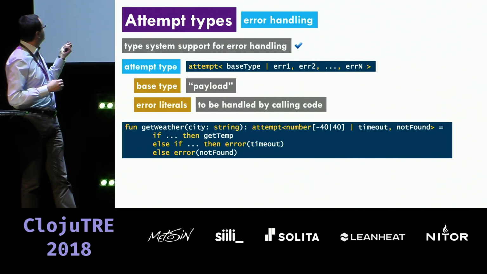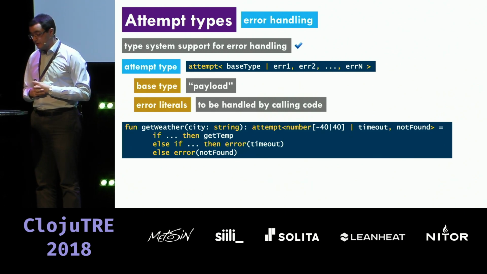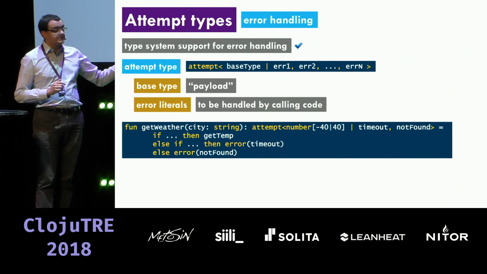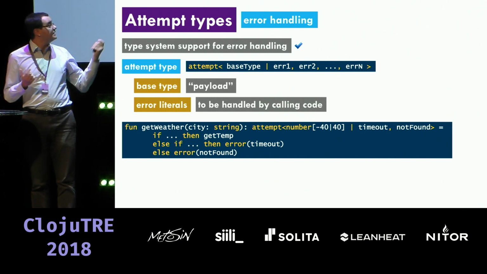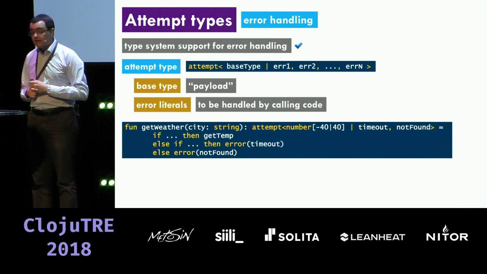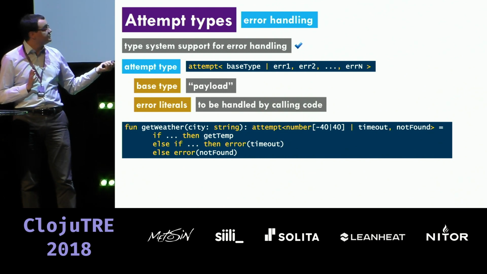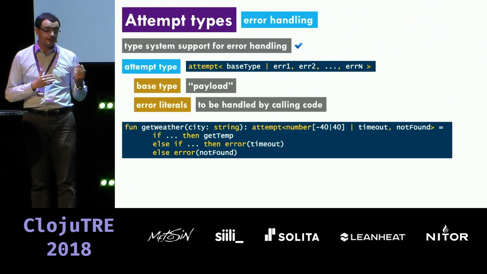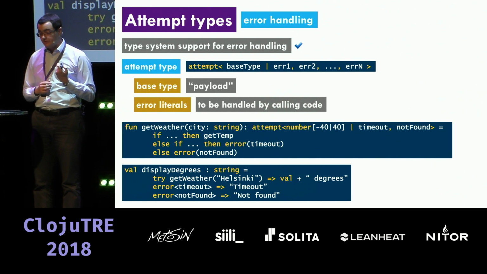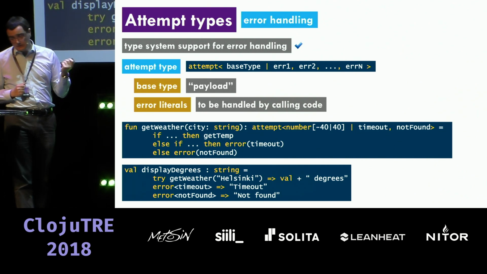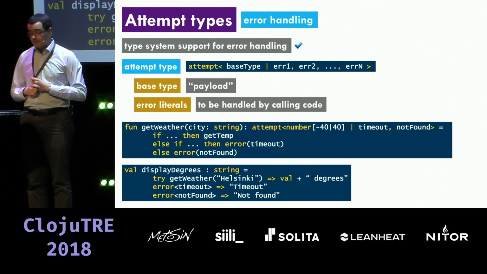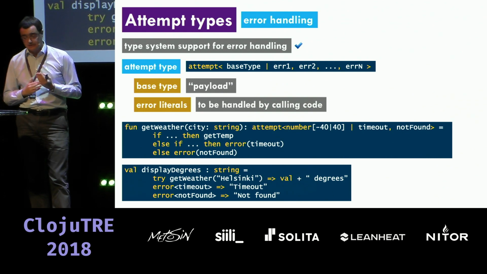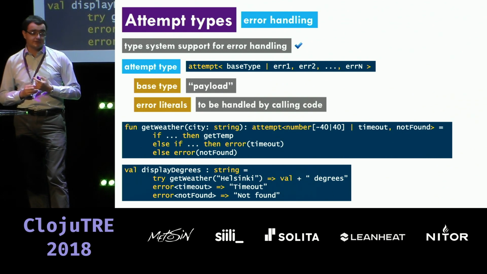Here we have a function getWeather that returns a number with a value from -40 to 40, given a city name, and city name is a string. The type of this function mentions 2 error literals, so 2 possible exceptional situations: timeout and not found. When this function is invoked in some other function, we use a try block, where instead of catch blocks, we specify returned values of the function display degrees if a corresponding exception is thrown.